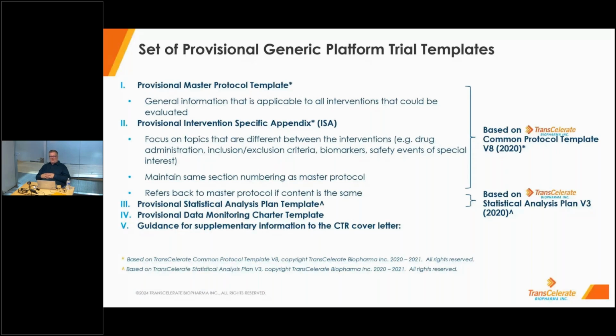The whole purpose of this is obviously to be as transparent as possible when new interventions are added on an ongoing basis. For platform trials, people have an understanding of what is the same and what may be potentially new with the adding of the additional intervention. Next slide.